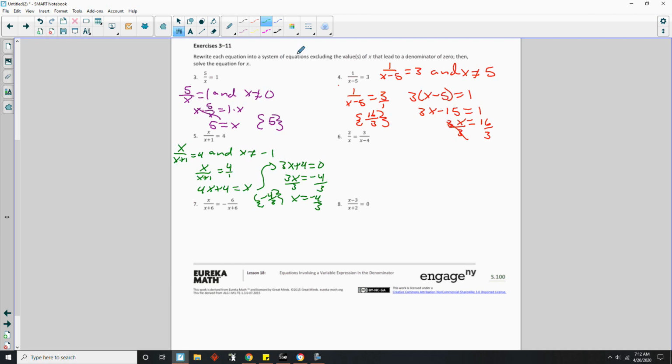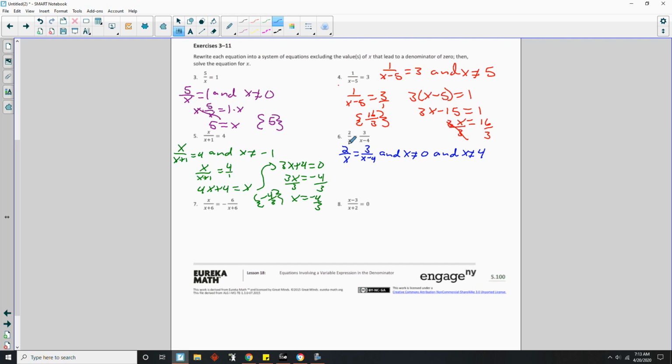Okay, number 6. 2 over x equals 3 over x minus 4, and x cannot equal 0, and x cannot equal 4, because 4 minus 4 is 0.